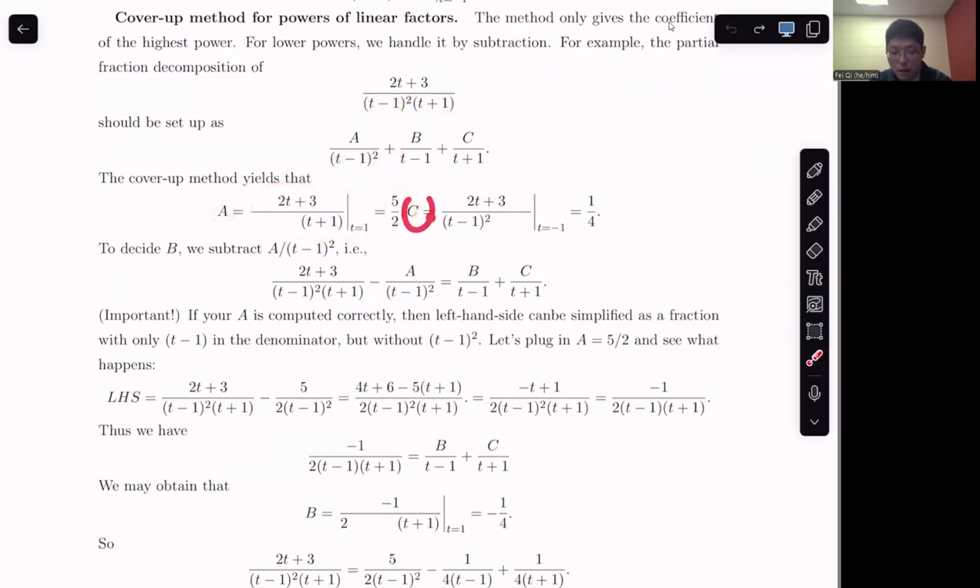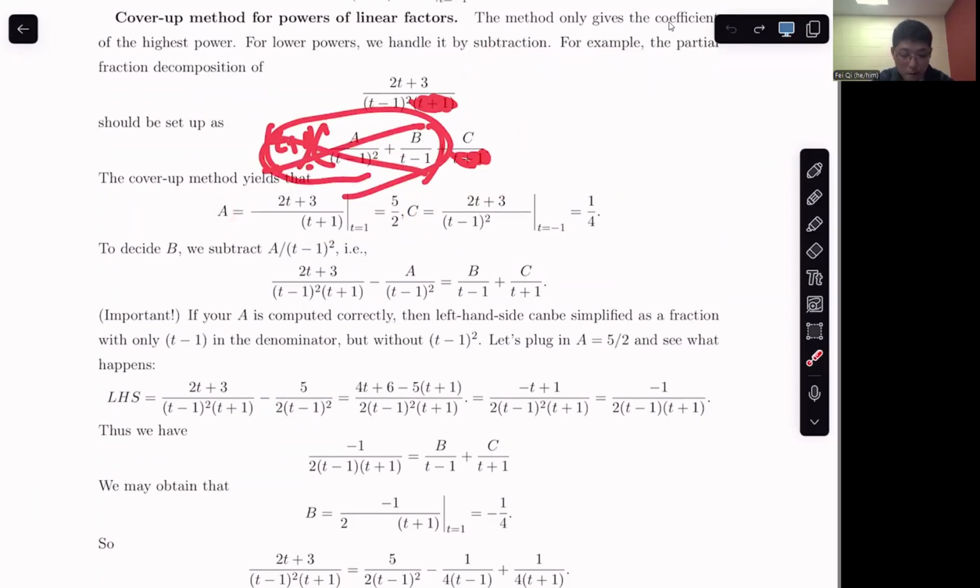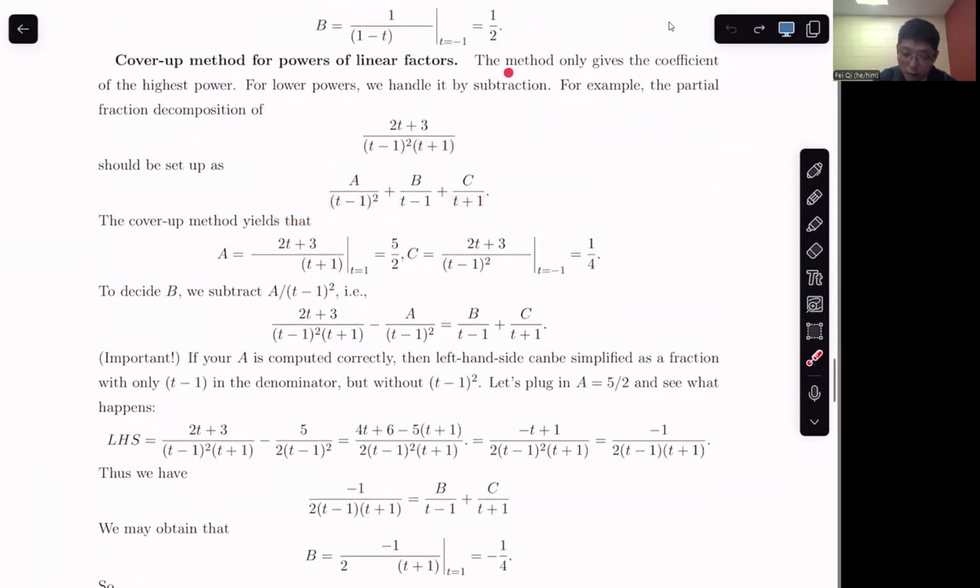So similarly, C is obtained in the same spirit. You multiply both sides by t plus 1. That way you get something like this. Evaluating t equals -1, this whole thing vanishes. What remains is simply going to be this identity over here. All right, so this is what we mean. The cover-up method gives out the coefficient of the highest power. So now we can figure out A and C, because the highest power of the square is good, the highest power of 1 is good, so that's what the cover-up method can immediately get.